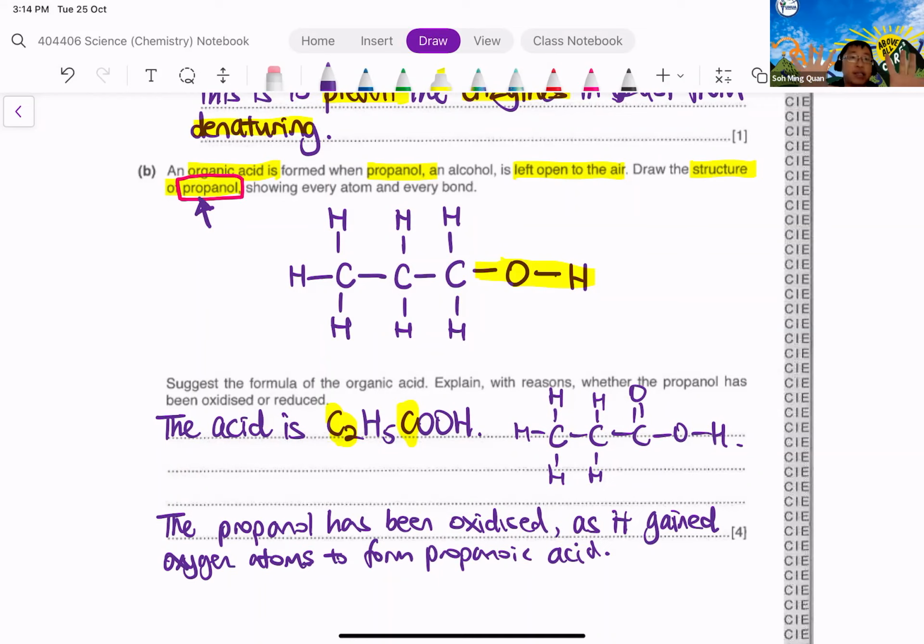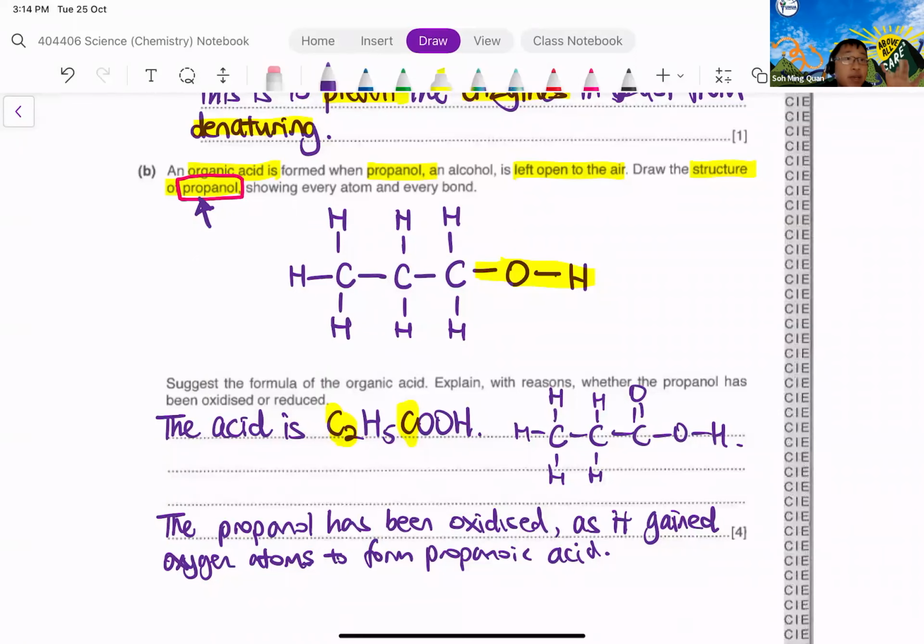So as you can see, there are some careless mistakes here and there. So try to avoid those careless mistakes. Make sure you really read the question. And if you have forgotten, this was from alcohols and carboxylic acid. So it's time to go back to our notes again and study those thoroughly.